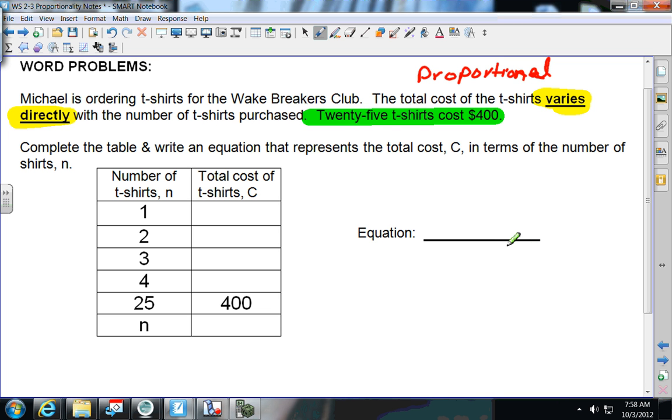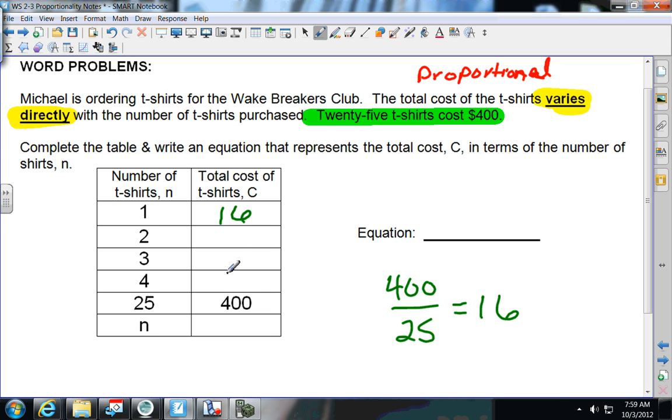Oh, yeah, we're going to get 25 shirts. The total cost is $400, and you had 25 friends. What would you do to find out how much each person has to put in? Divide. So you would take 400 divided by 25, right? How much would each person have to pay? 16. So in a direct variation, it's saying that one shirt is $16.